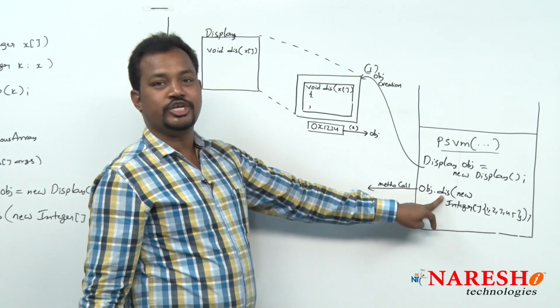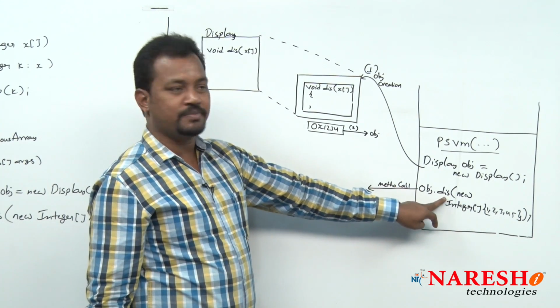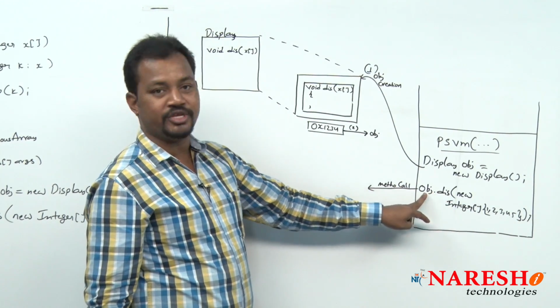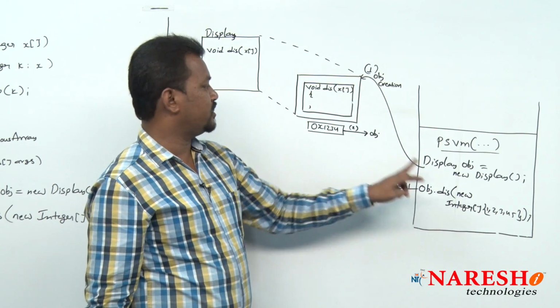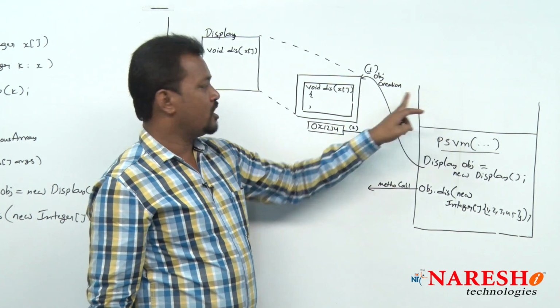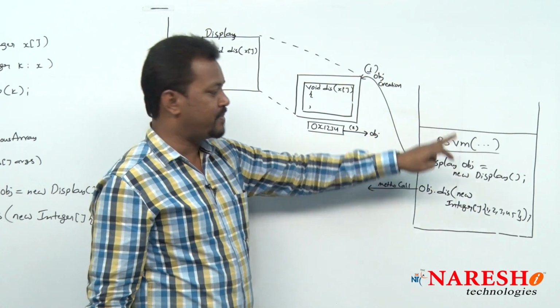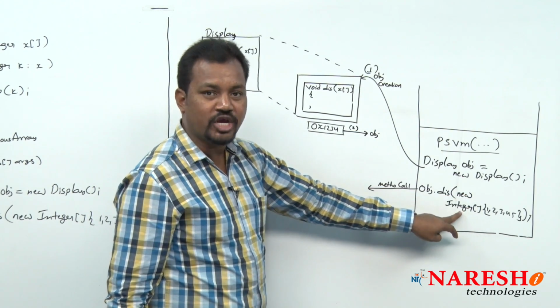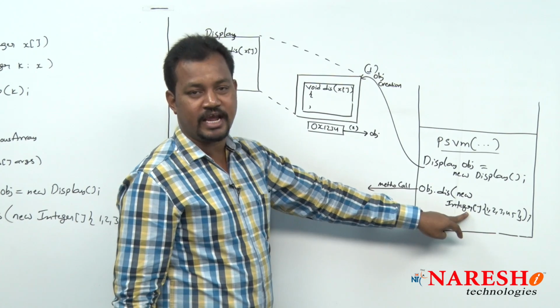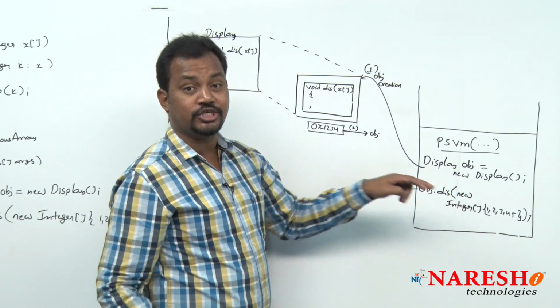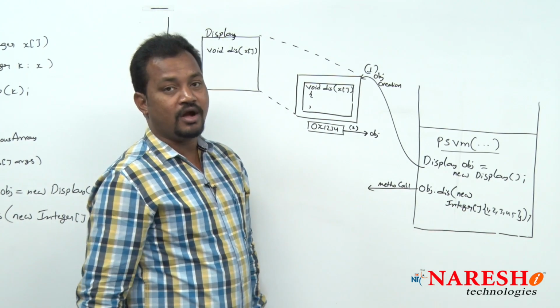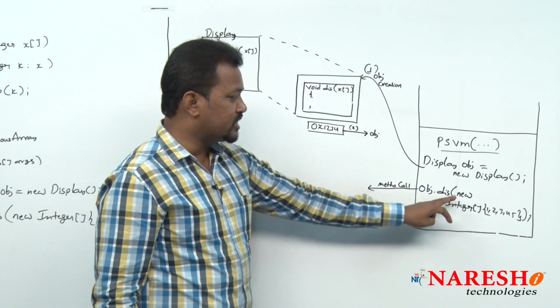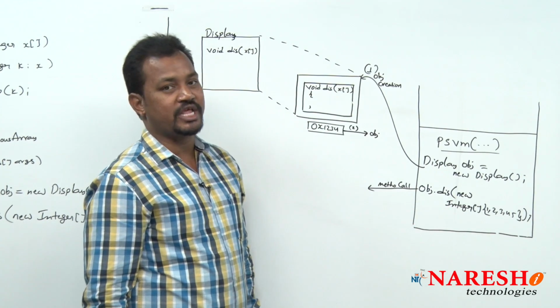I am calling this display method. From which object? Obj dot display. The method should come for execution. Before the method comes for execution, I am passing one parameter. What is the parameter here? A new integer array having 5 elements. Whenever I pass this new integer array having 5 elements, this array should have some memory, no? You must create some memory.